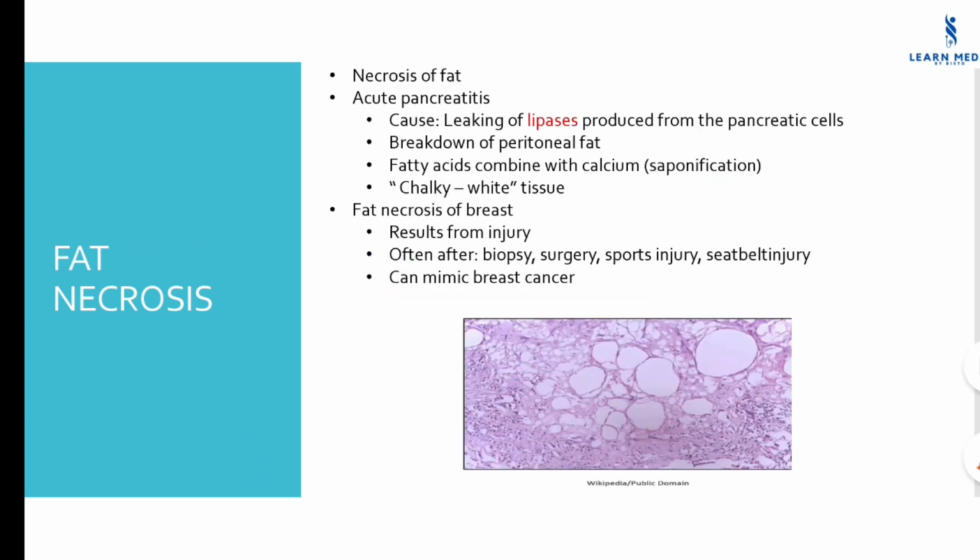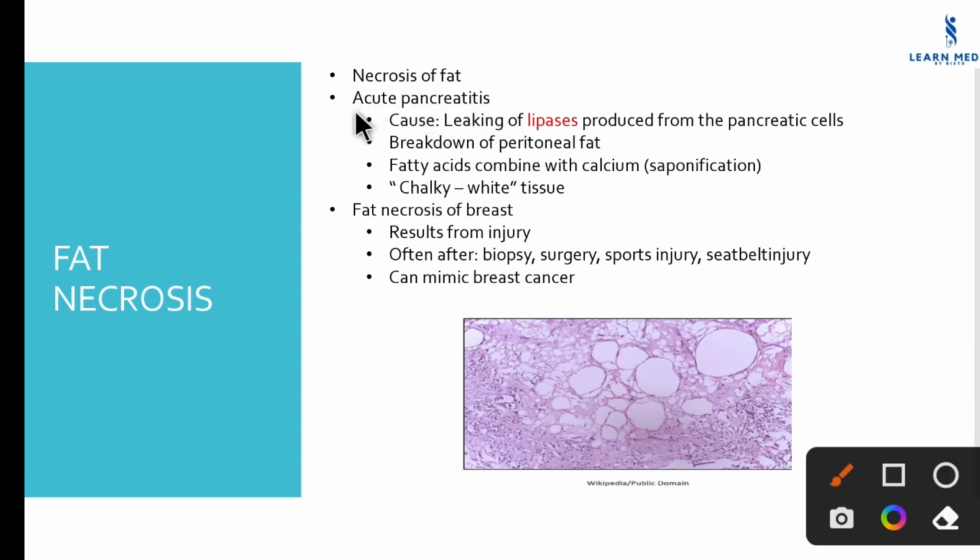Next one is fat necrosis, which is the necrosis of fat, present mainly in acute pancreatitis. Acute pancreatitis occurs due to the leaking of lipases produced from the pancreatic cells, which break down the peritoneal fat. Fatty acids combine with calcium, which leads to the saponification process and the formation of chalky white tissue.